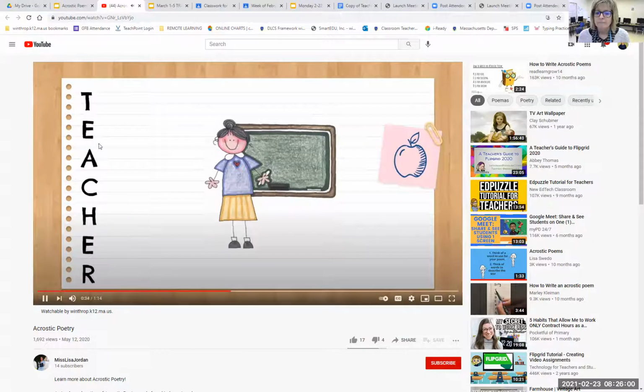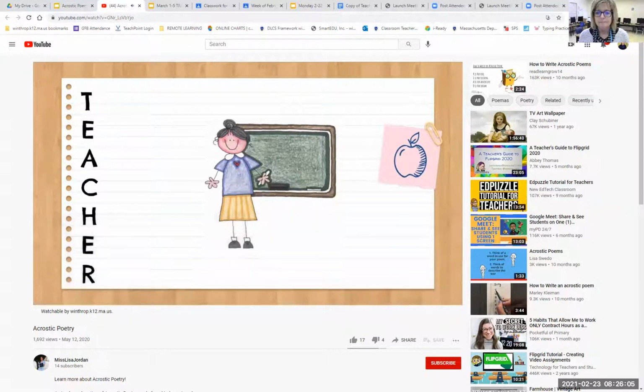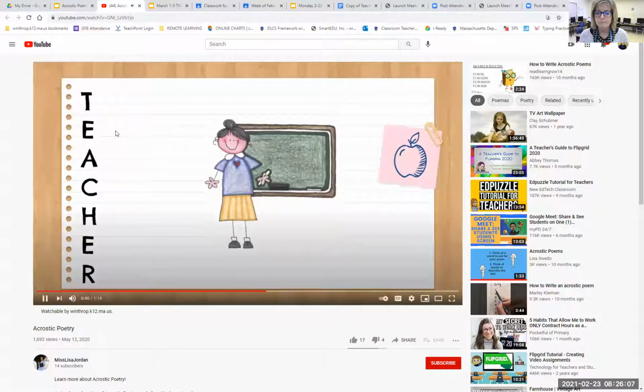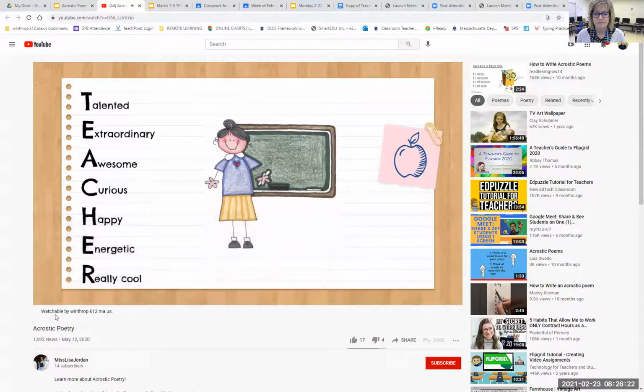I will then write describing words beginning with each letter in the word teacher to create my poem. Teacher. Talented, extraordinary, awesome, curious, happy, energetic, and really cool.